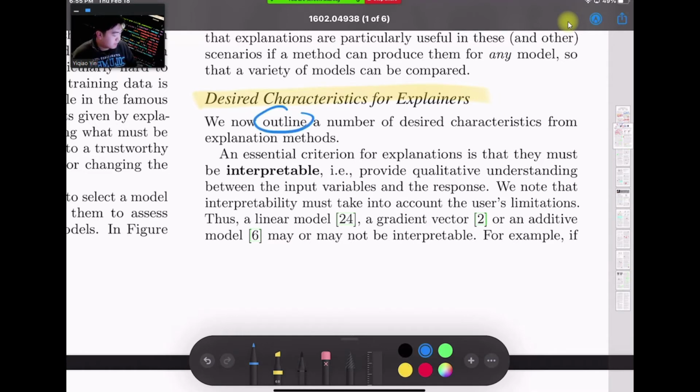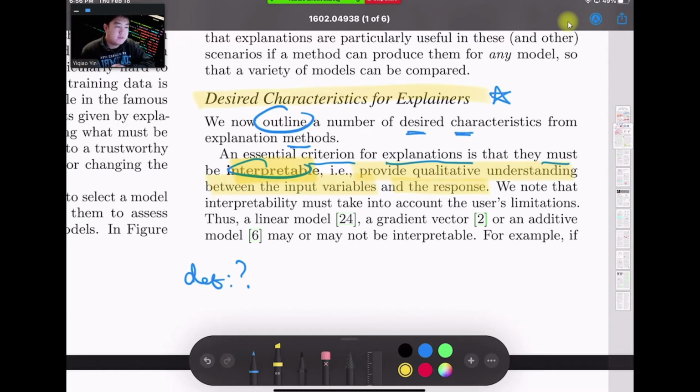We now outline a number of desired characteristics from explanation methods, right? So recall the big gap, right? We have our data, we have our dependent variable, we have this black box model. Now, this proposed method Lime is trying to explain it. And what do you mean by explain it, right? Well, they are talking about it right now. So, an essential criterion for explanations is that they must be interpretable. Okay, so let's highlight that word. What does it mean, interpretable? So here you can actually say definition, right? What does it mean, interpretable? Well, definition is here. Provide qualitative understanding between the input variables and the response.